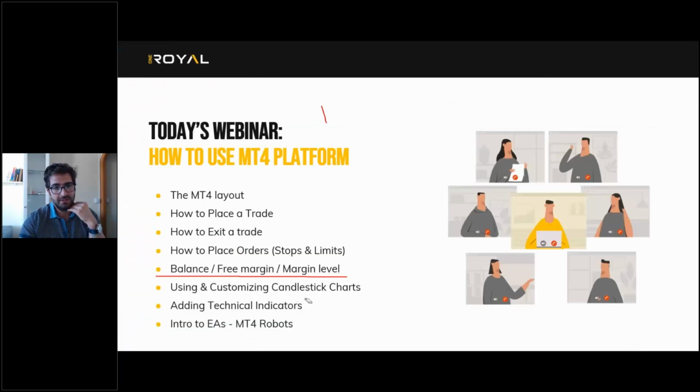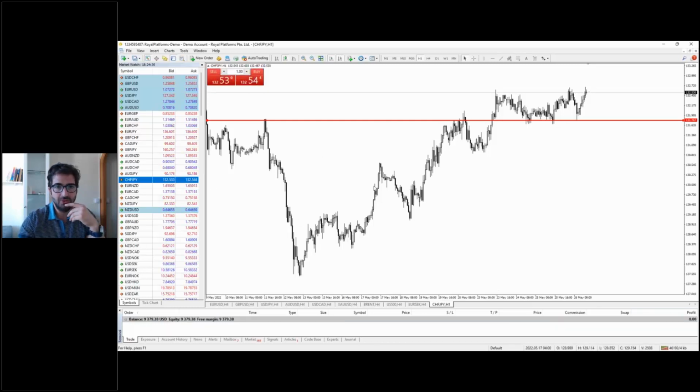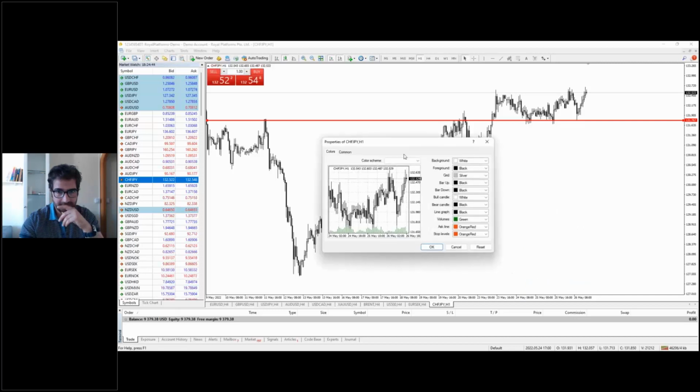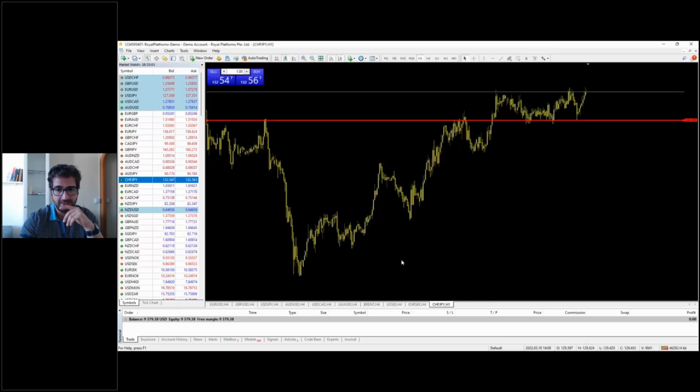Using and customizing candlestick charts, we'll talk about how to customize the MT4 charts. I will close this. So how do you change the colors and the background of this chart? You can right click anywhere, go to properties, and here you can choose whatever color you would like for the background. Let's say black. We can change the color of the bar if you would like, the up and the down, and then you will click like this. You can see we have different colors.